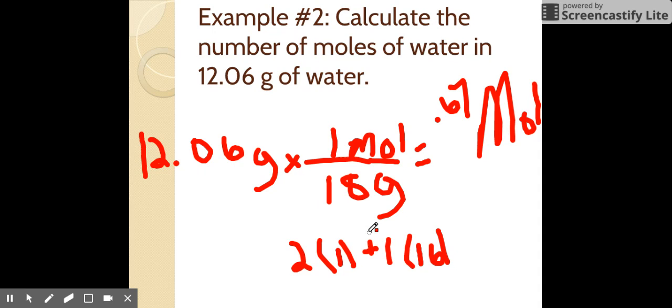So the only thing different that I'm doing here is I'm calculating my molar mass and using it as a conversion factor. Conversion factors are things that are equal to each other, just different units. So if I want 1 mole of something, I need to get the molar mass, because the molar mass is the mass in grams of 1 mole of that particular substance.